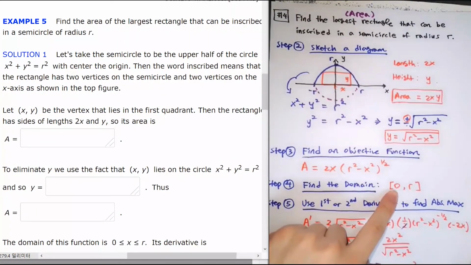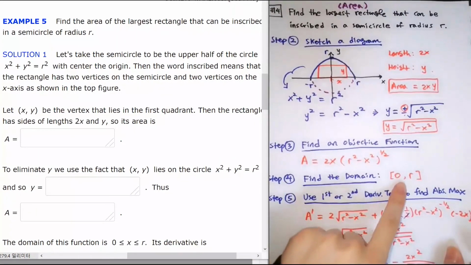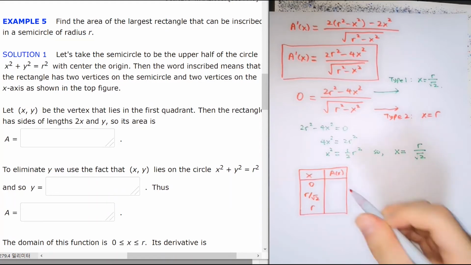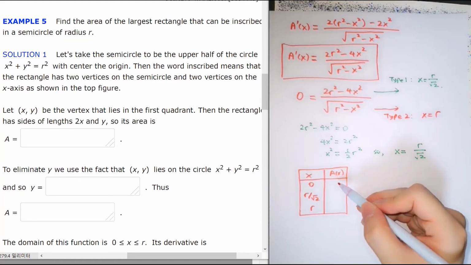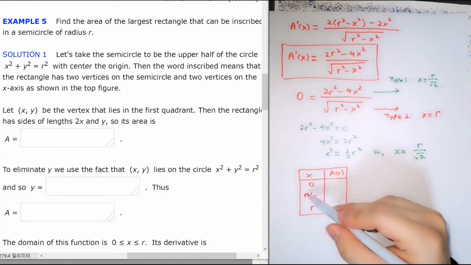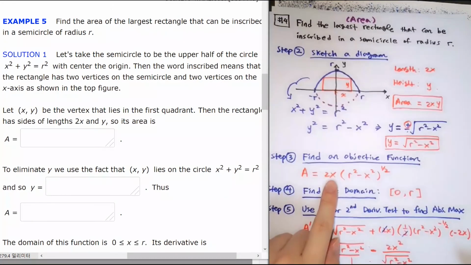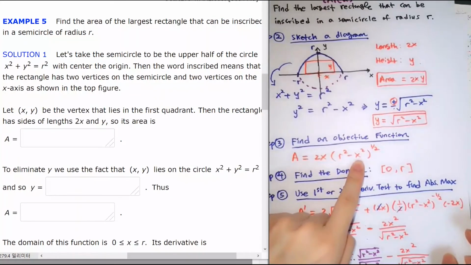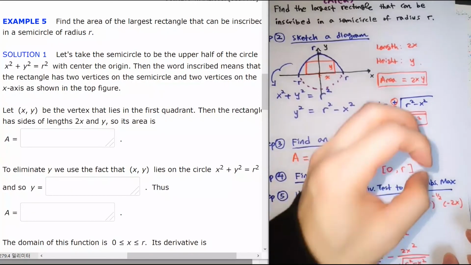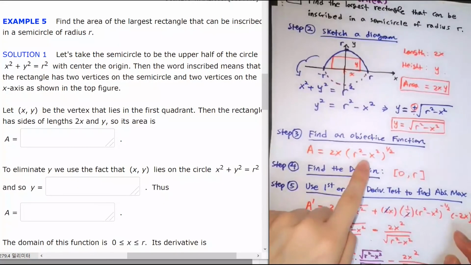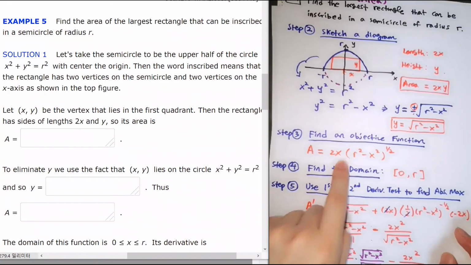Our domain is going from 0 to r. And then the critical number is r over square root of 2. Our goal is to find out the area when x is 0, area when x is r, the area when x is this. If I go back to our area function, when x is 0, 0 times anything is 0. When x is r, r squared minus r squared is 0. Now, we just have to plug this number into our area function. So let's do it.